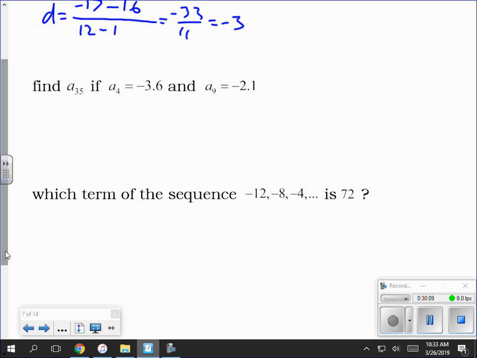Next one, not as easy, but it's still not bad. It just requires a little bit more work to get there. First step, find D. D is negative 2.1 minus negative 3.6 divided by 9 minus 4.